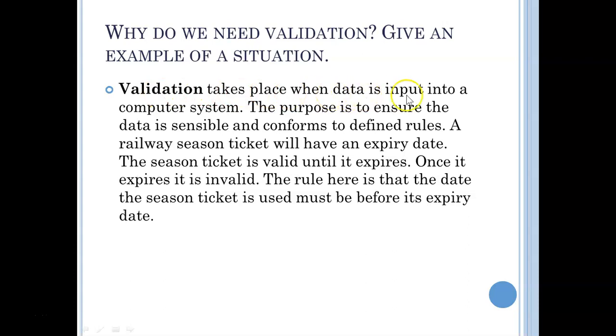So validation takes place when data is input into a computer system. The purpose is to ensure the data is sensible and conforms to defined rules. An example: if you have a railway season ticket, that ticket will have an expiry date on it. The season ticket is valid until it expires. Once it expires, it is invalid. The rule here is that the date the season ticket is used must be before its expiry date. So that is why we need validation, and here is an example. We'll be having a look at specific validation rules when we look through the next few slides.